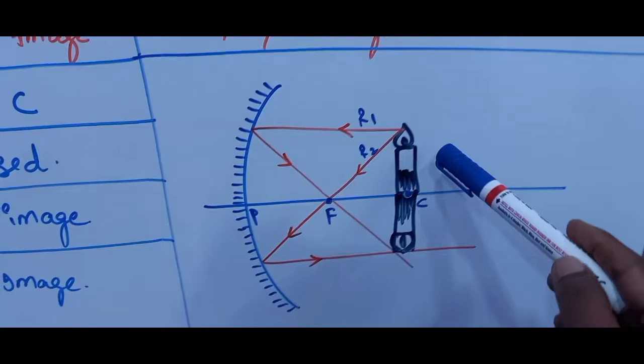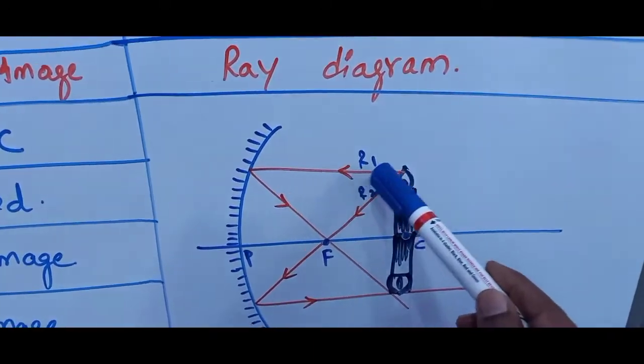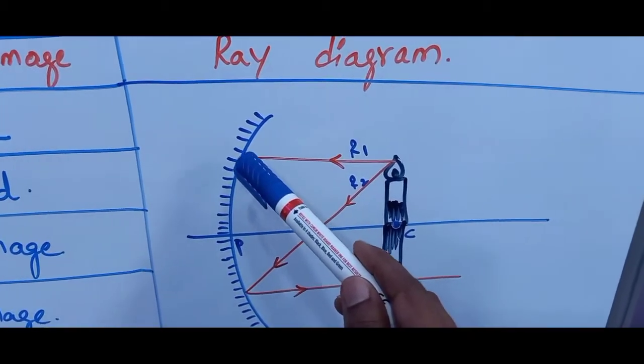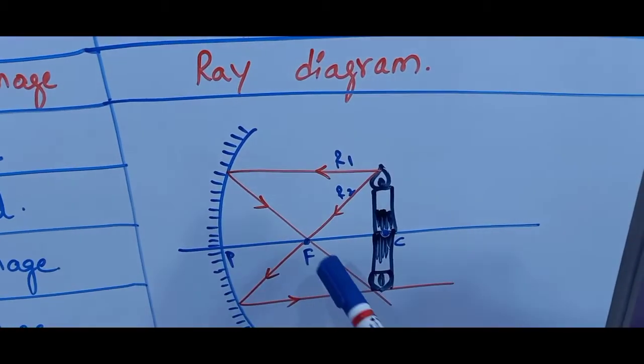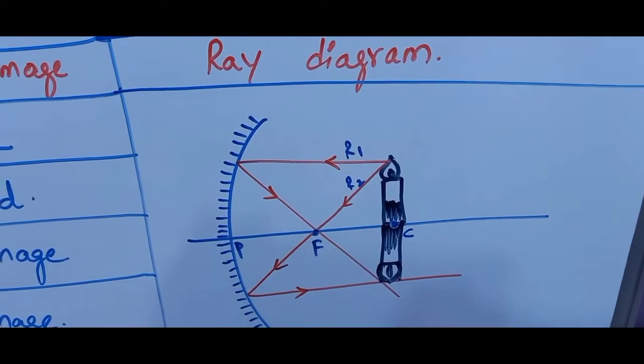I have shown you 2 rays, incident rays R1 and R2. R1 is the incident ray number 1, which is coming from the tip of the object and going parallel to the principal axis. As you all know, when an incident ray goes parallel to the principal axis, its reflected ray passes through the focal point. I have shown the reflected ray passing through the focal point.